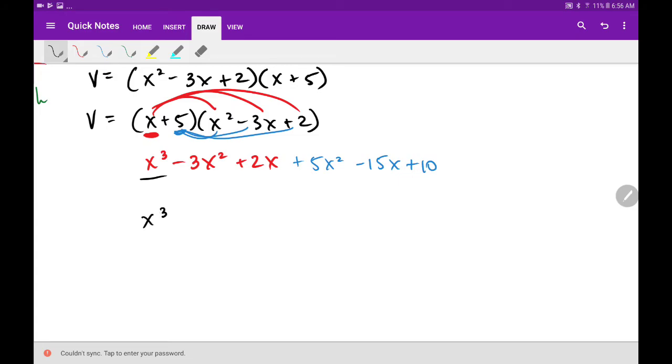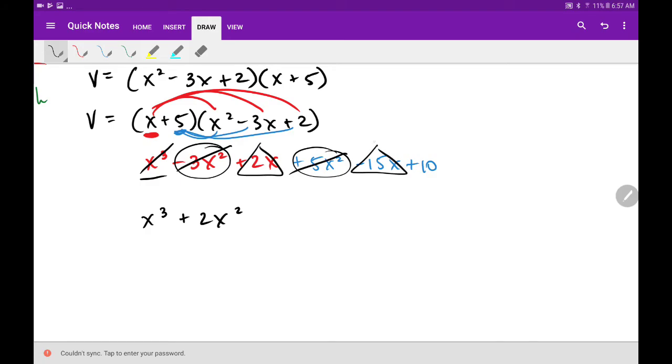So I'll rewrite this x cubed because it's got no like terms. And then minus 3x squared plus 5x squared is plus 2x squared. I've then got plus 2x minus 15x, which is minus 13x, followed by a plus 10. My terms are all combined, so I'm done. This is my polynomial for the volume.